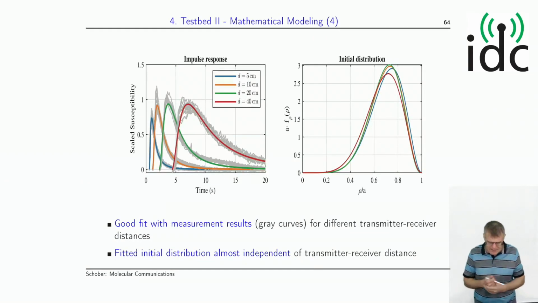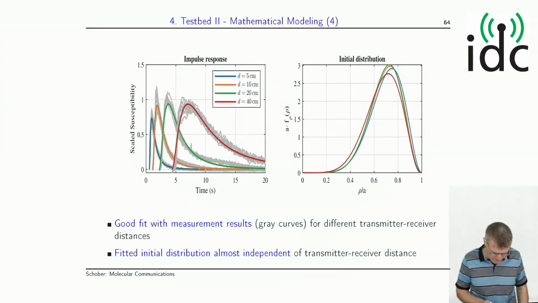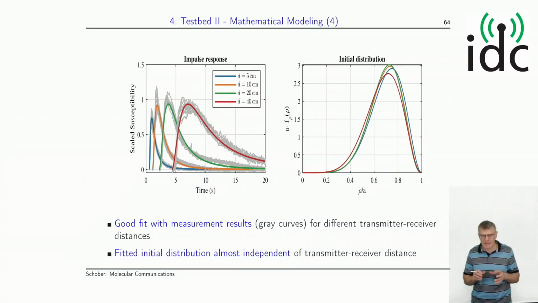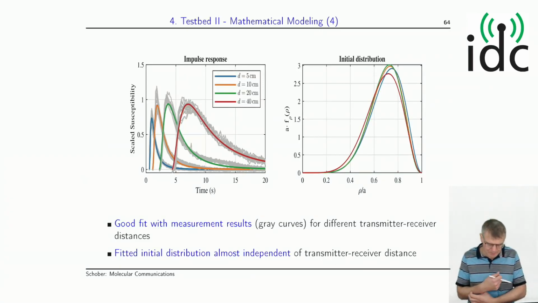Okay, but now how does this compare to our measurements? This is shown here. The gray curves that you see are sets of measurement results for 4 different distances: 5, 10, 20, and 40 centimeters between transmitter and receiver. The colorful curves, the red, green, and so on, are the analytical curves that we fit to these measurement results by adjusting the 2 parameters that we have, alpha and beta. So we did a curve fitting.